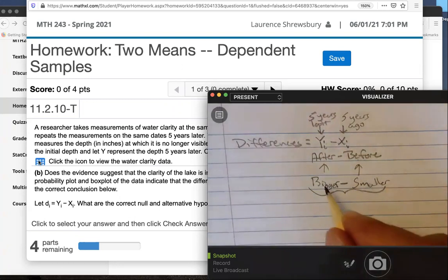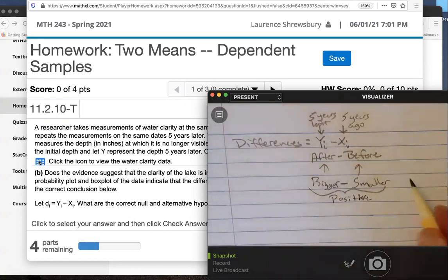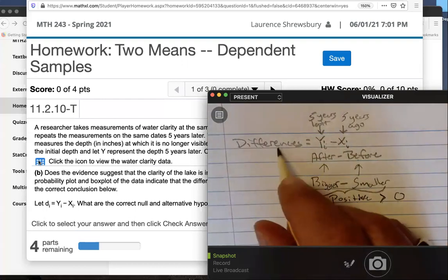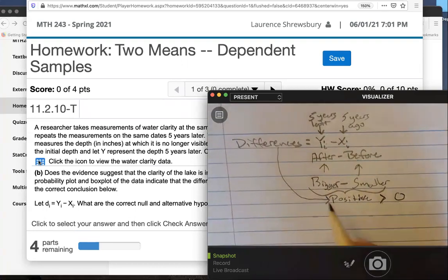So 10 minus 2 is a positive 8. So it's a positive. So these differences should be overwhelmingly positive values rather than negative values. And how do positive numbers relate to zero? Which inequality goes here between positive numbers and zero? Positive numbers are bigger. So that's our differences. We think our differences are going to be positive.